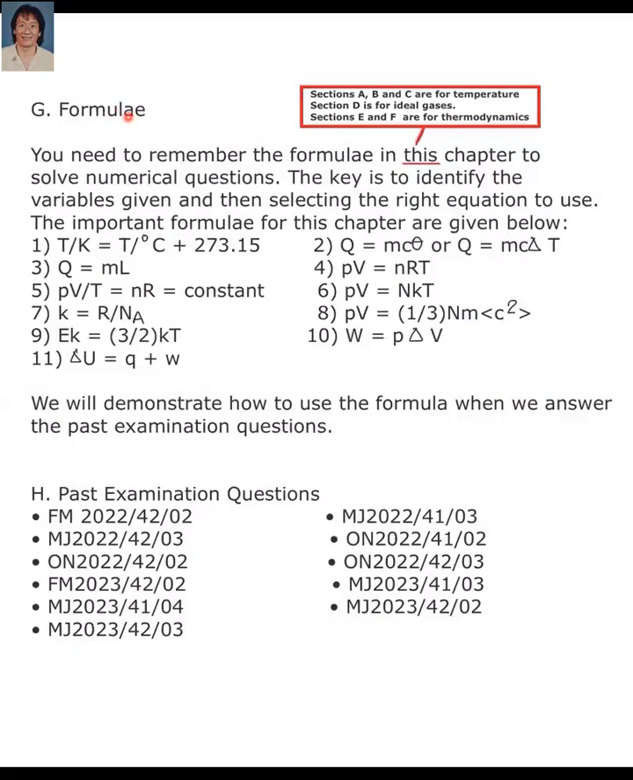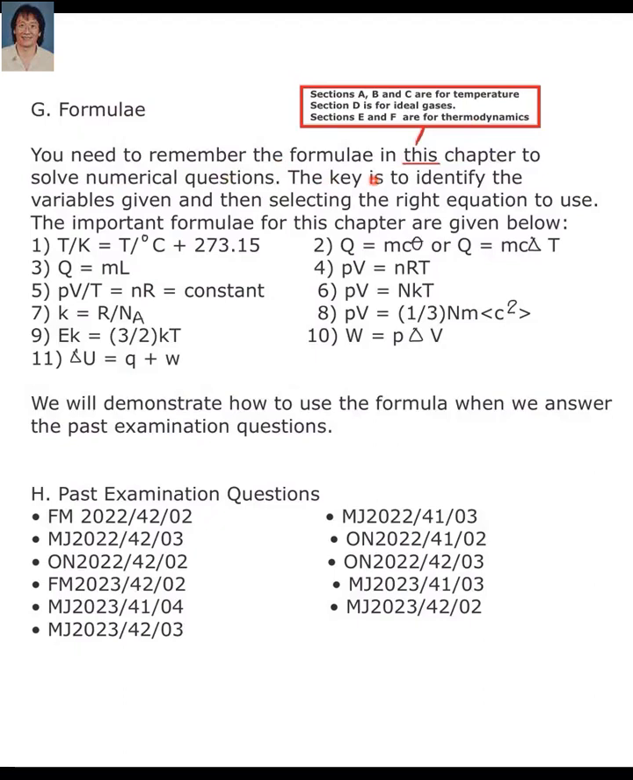Section G is formulae. Sections A, B, and C are for temperature. Section D is for ideal gas. Sections E and F are for thermodynamics. That means this chapter consists of 3 different chapters: temperature, ideal gas, and thermodynamics. But we'll consider these 3 chapters as one chapter. You need to remember the formulae for this chapter to solve numerical questions.